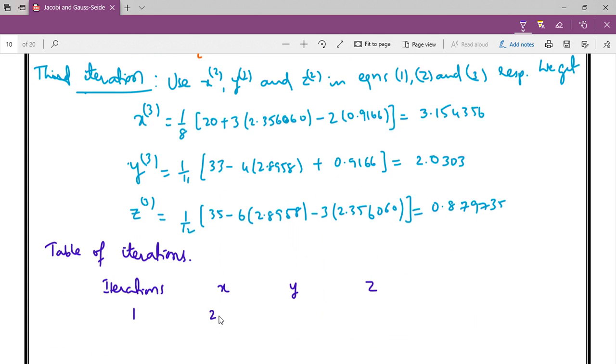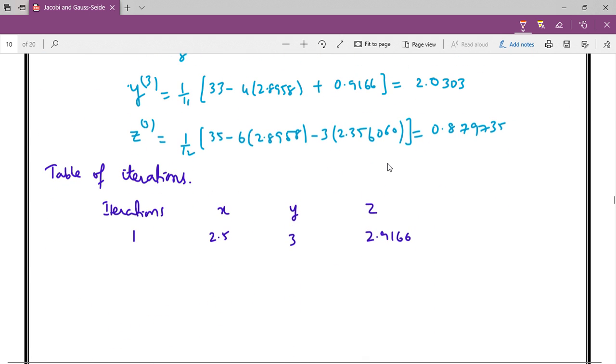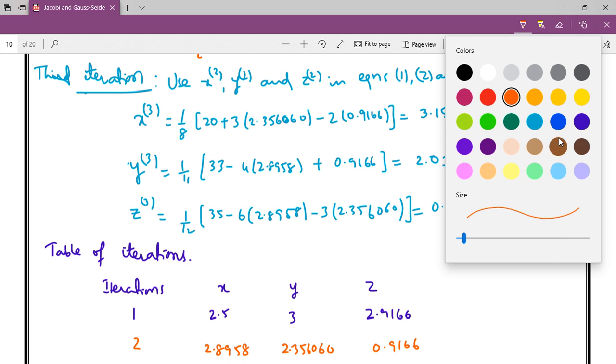The first iteration: 2.5, 3, 2.9166. For the second iteration, what do we have for the x, y, z values? x value 2.8958, y value 2.356060 and z value 0.9166.